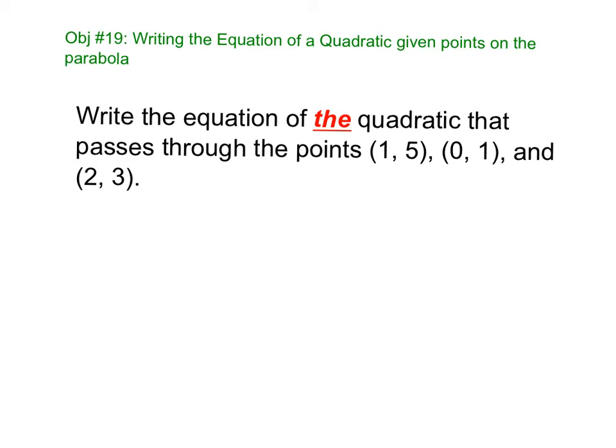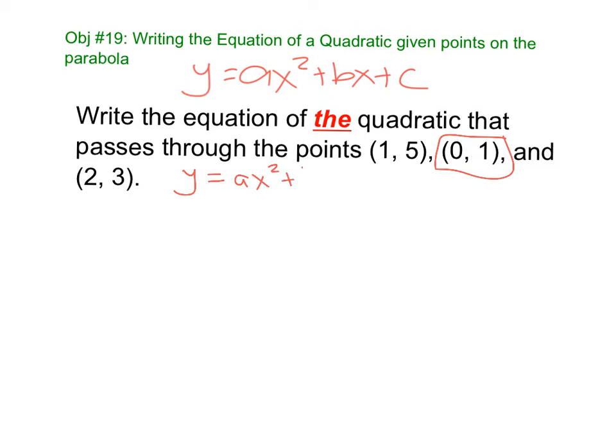What's the easy point? (0, 1). What is that? That's our y-intercept. Remember, if you plug this into y equals ax squared plus bx plus c, that 1 is which value? That's our c value. So we have y equals ax squared plus bx plus 1. So now we're going to plug in (1, 5) and see what happens. So remember, our x value is 1, our y value is 5.